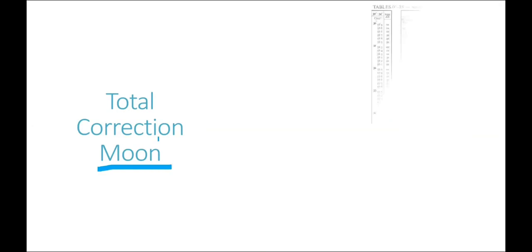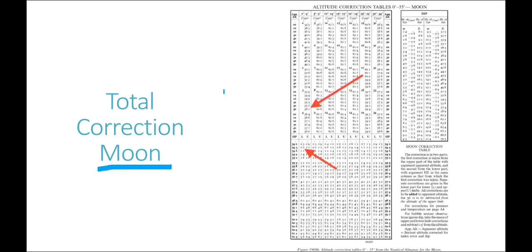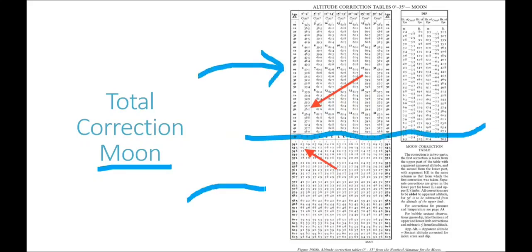Now, in case of moon, the table is given on the last page of the almanac. So on the last page of almanac, you will see the moon total correction table. This table is divided into 2 parts. So you can see this is the upper part of the table. This is the lower part of the table. Both these parts, they give us 2 different corrections. So let us go into these parts one by one.